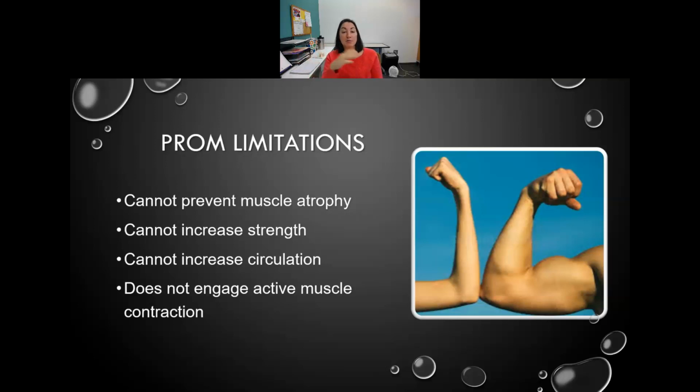It cannot increase strength. It cannot increase circulation, and primarily they're talking about new blood vessels forming. So whenever you're working out and you're pumping more blood to an area, more circulation is shunted towards that area. But if all you're doing is relaxing and they're moving, although the joint is getting more nutrition, the muscles themselves are not getting improved circulation. And it doesn't engage the muscle actively, which is the exact definition of passive range of motion.